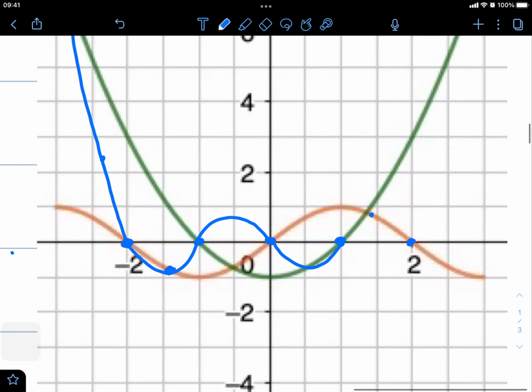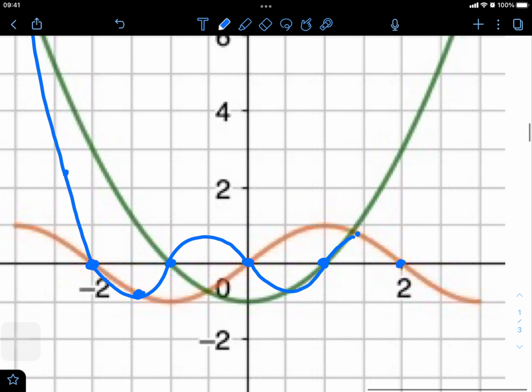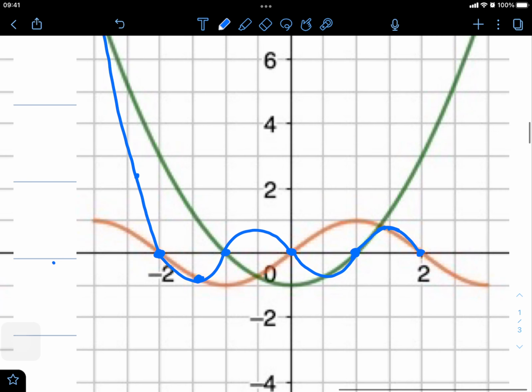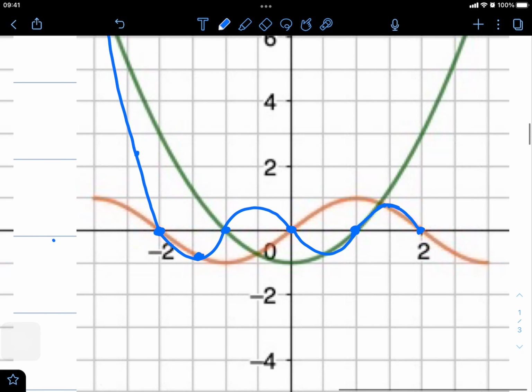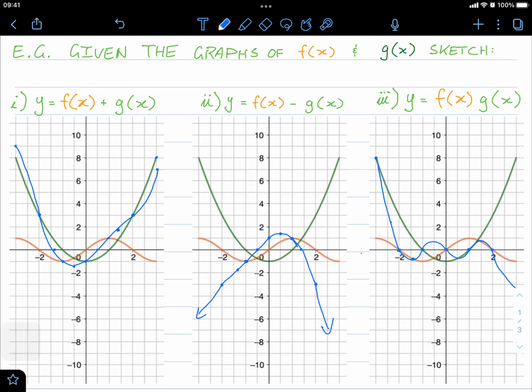And lastly, similar with these should curve back downwards. And now since these are negative, should all go negative like so. So that there are the sum, difference, and product of the two combined functions.